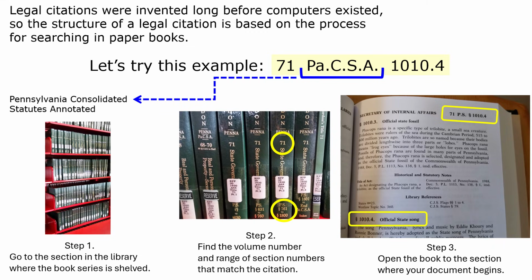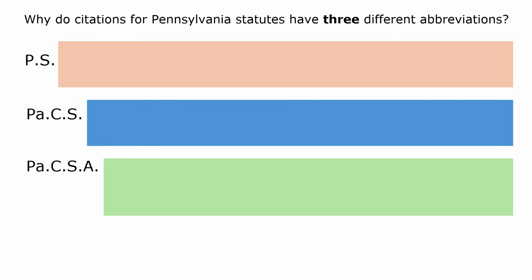But if you paid close attention, you'll see that the citation on the corner of our book here does not exactly match what we started with. It has just PS. The example we were looking for is PACSA. So that leads us to the question for our next slide. So our question now is, why do citations for Pennsylvania statutes have three different abbreviations?